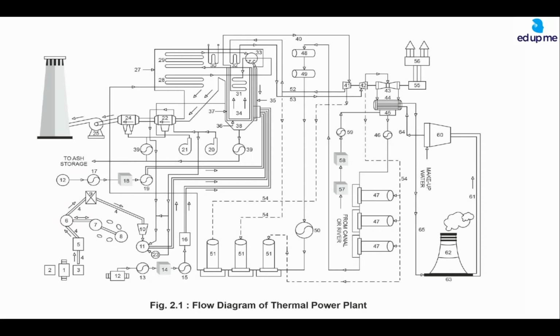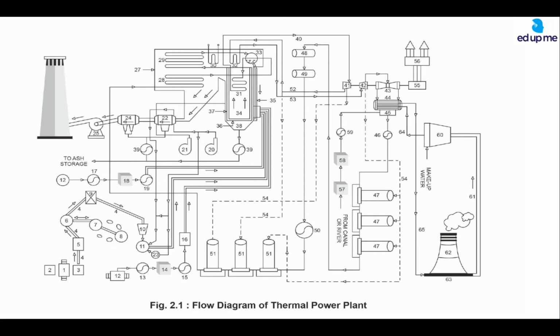That water comes down by what is known as downcomer number 35. And from the downcomer, it enters into ring header 36. And then it travels upward in water tube walls 37. By the time it goes up, it becomes wet steam. Then that wet steam is superheated in superheater stage 129 or primary superheater. That dry steam comes to the drum.